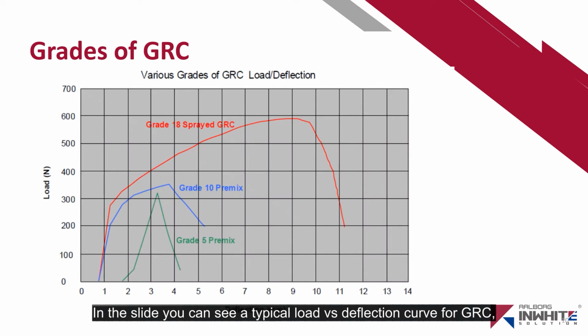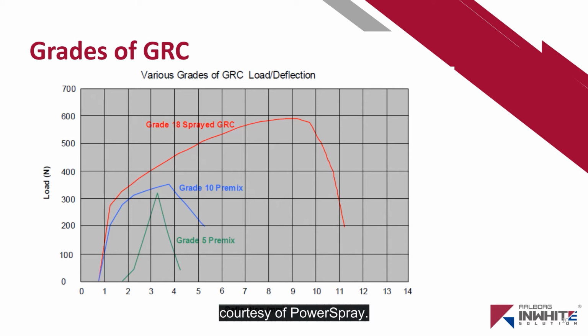In the slide, you can see a typical load versus deflection curve for GRC, courtesy of Power Spray. It is possible to see the different behavior of the material according to its grade. The higher the grade, the higher the load needed to reach the MOR, or modulus of rupture.